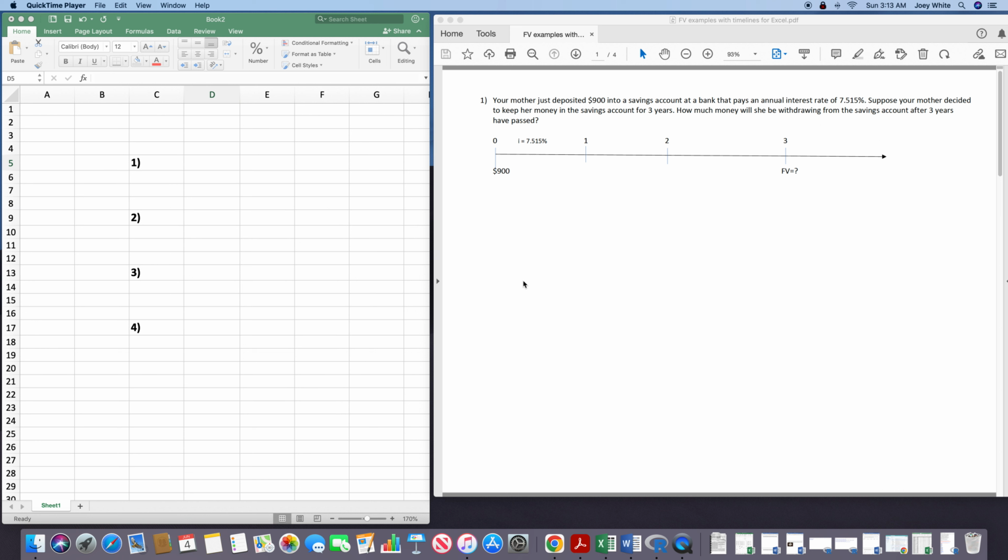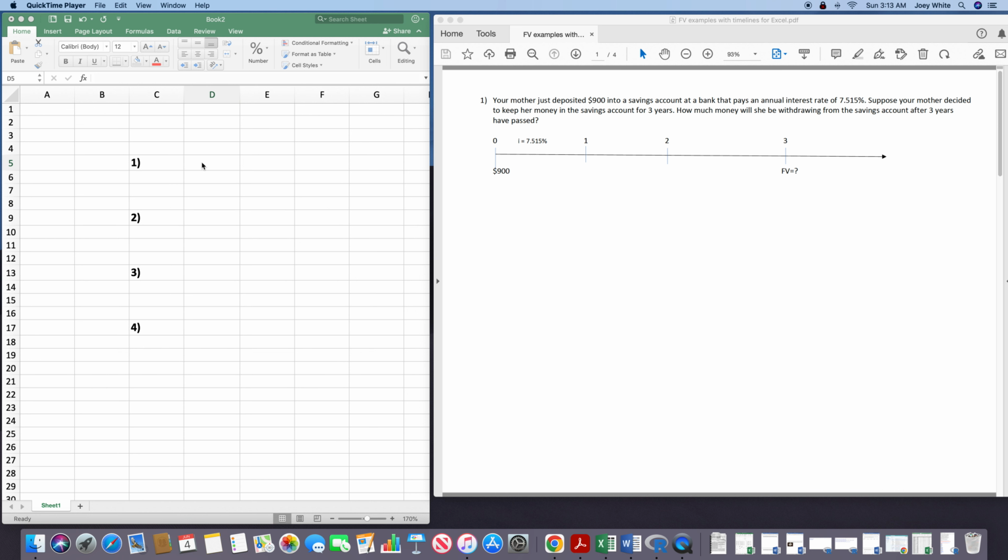So let's take a look at this first one. Your mother just deposited $900 into a savings account at a bank that pays an annual interest rate of 7.515%. Suppose your mother decided to keep her money in the savings account for 3 years. How much money will she be withdrawing from the savings account after 3 years have passed? Okay, so this is a lump sum formula. She's going to deposit $900 into the account today. She's going to earn a 7.515% interest rate. And we want to know, after 3 years, how much money she'll have.